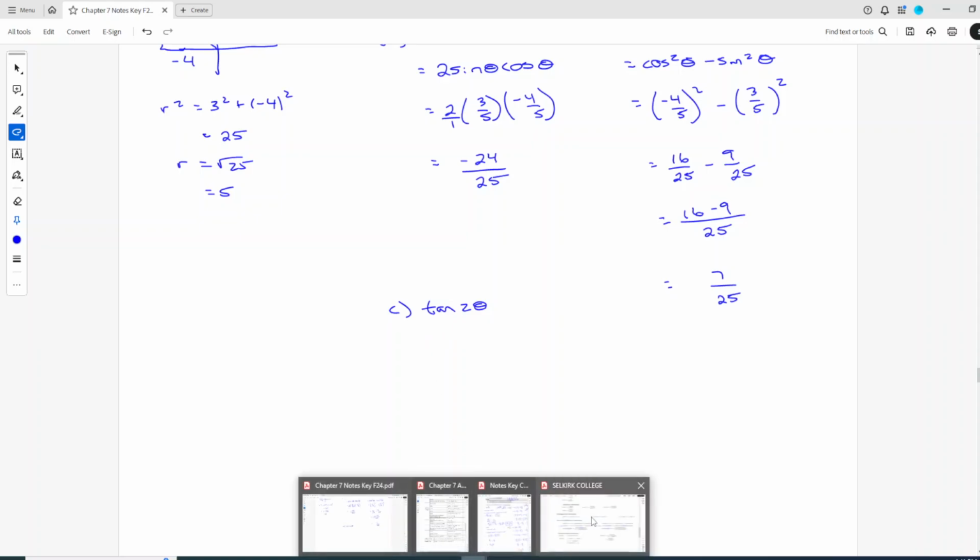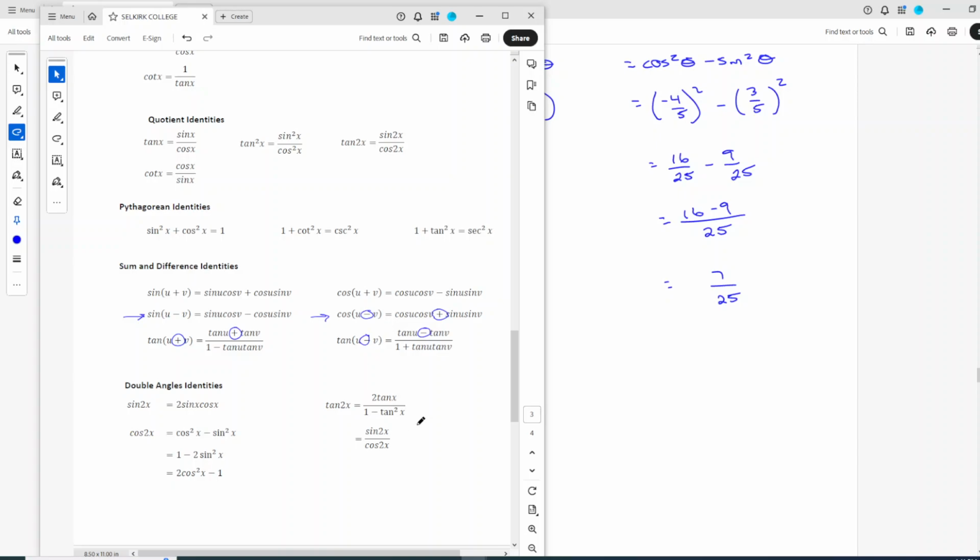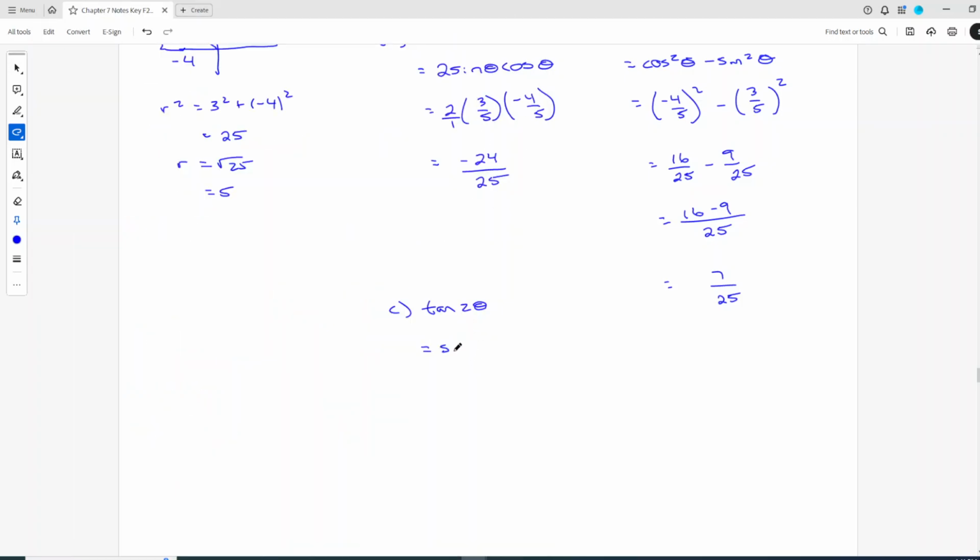You can use the tan 2 theta identity, 2 tan x divided by 1 minus tan squared x. Or don't forget that tan 2x is equal to sine 2x divided by cos 2x. So we could just do sine 2 theta over cos 2 theta, and we already solved for them. So sine 2 theta we found was -24 over 25. I like it when my 4's turned into 9's. Cos 2 theta is 7 over 25, and then we just do the division.